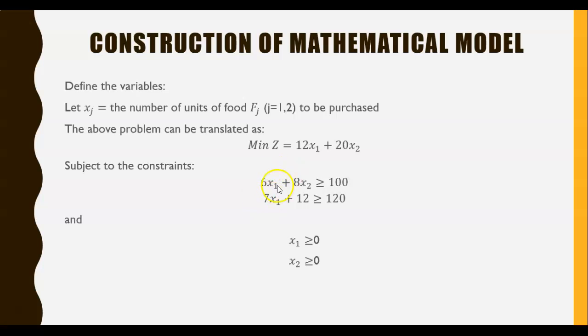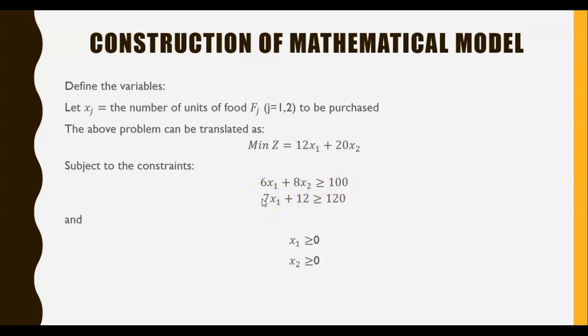So if x1 units of food F1 are purchased, then 6 into x1 units of vitamin will be taken. And if x2 units of food F2 are taken, then a total of 8 into x2 units of vitamin B1 will be taken. So this total intake should be greater than or equal to 100, at least 100.